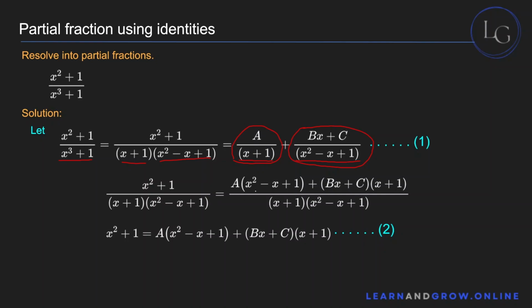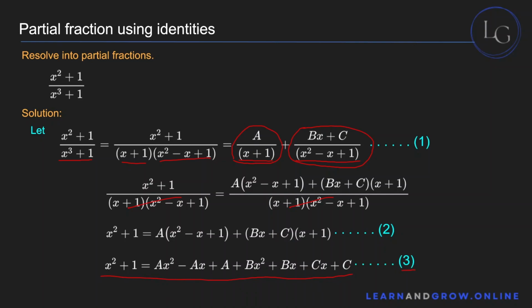So now you have this expression. The denominators are now equal, so they will be cancelled out, and so you'll equate the numerators to each other. And after doing the calculations, you get this equation, which is equation number 3.